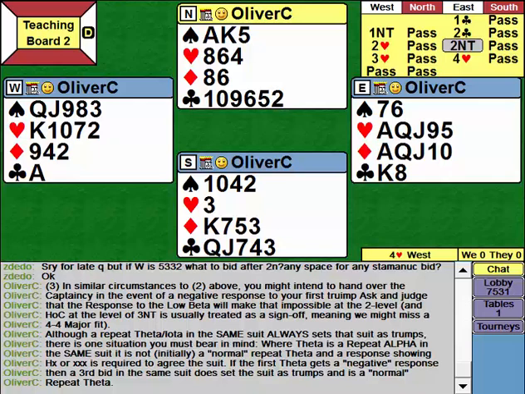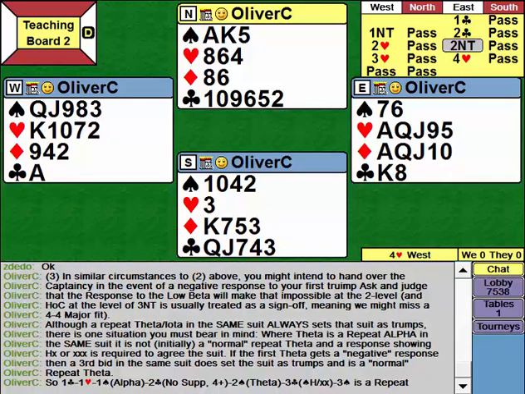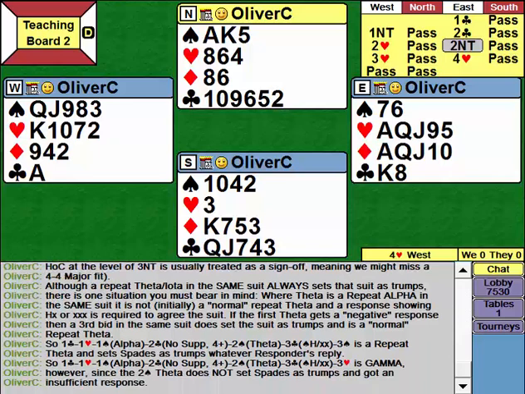So here's an example. Here we have one heart positive response, one spade alpha, two clubs, no support, four plus controls, two spades theta. So that's an initial theta that's actually a repeat alpha in the same suit. So three clubs shows a singleton honor or too small. That doesn't agree the suit as trumps. But now three spades is a repeat theta and it sets spades as trumps, whatever the response. So we've had effectively three asks in spades here to get spades agreed.